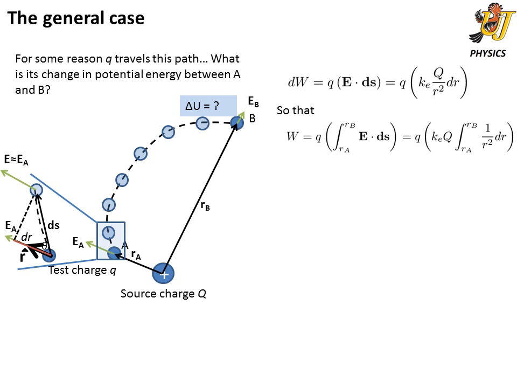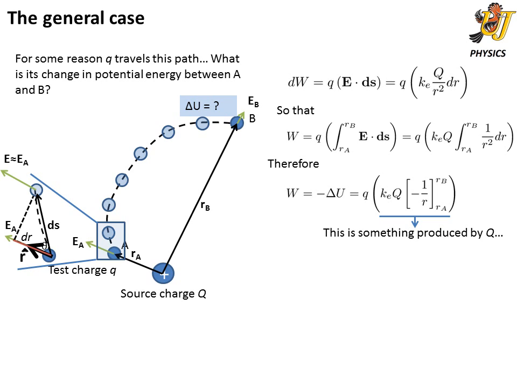We can integrate this expression between the beginning and final position of the test charge to give us the work done on the test charge by the internal force as it moves from A to B. And from the work energy theorem, because this is the work done by an internal force, we know this has to be equal to the negative of the change in potential energy that the system experiences.